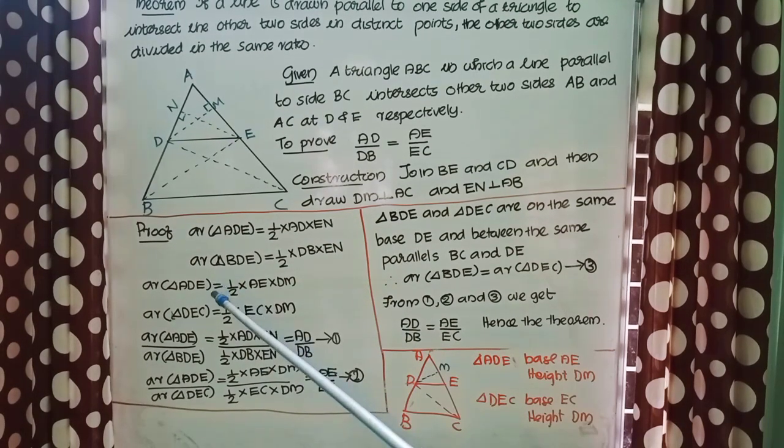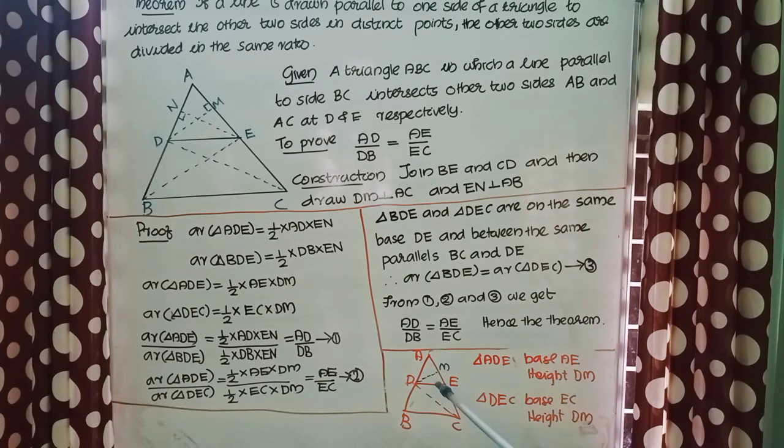Next, area of triangle ADE equal to half into AE into DM. We are considering triangle ADE again. This time the base changed. In the previous case we have selected the base AD. So the height was EN. This time we are going to select the base on the other side. It is AE. Base is AE. So the height is DM.